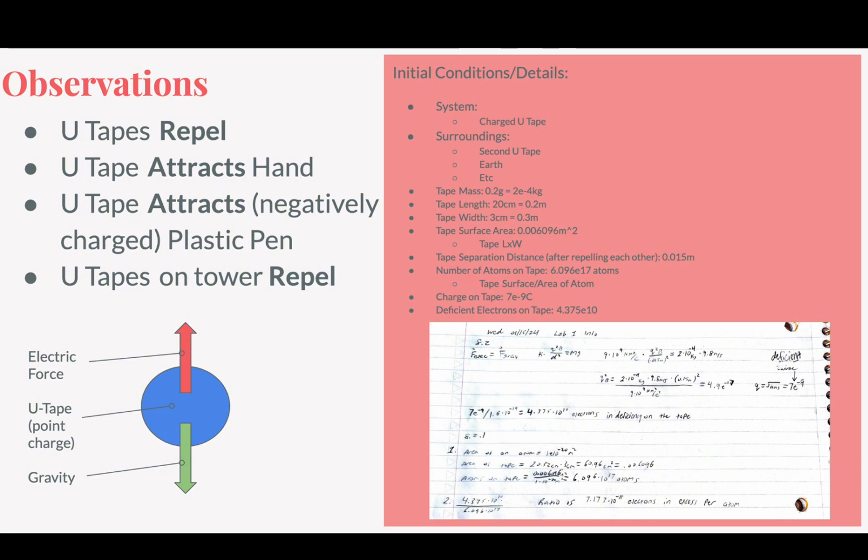I found the charge of the charged tape by setting the electric force equal to the force of gravity, because I knew these forces had to cancel each other out in order for the system to be in equilibrium. After solving for the charge, I simply divided by the charge of an electron to find out how many electrons the charged tape was deficient of.